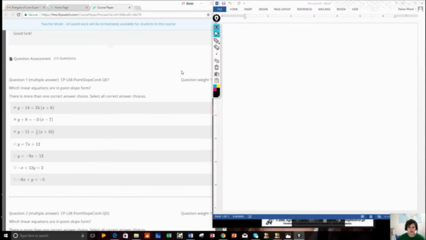Question 1. Which linear equations are in point-slope form? There's more than one correct answer choice. Select all correct answer choices. Okay, so point-slope. I would highly recommend you having this in your notes, or if it's not already. So point-slope.